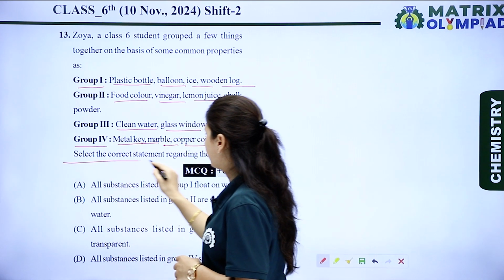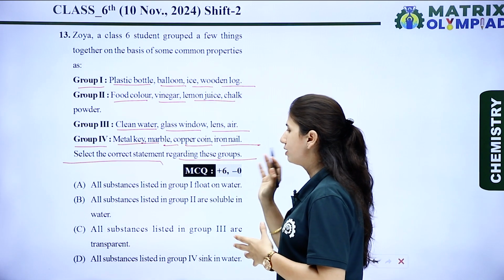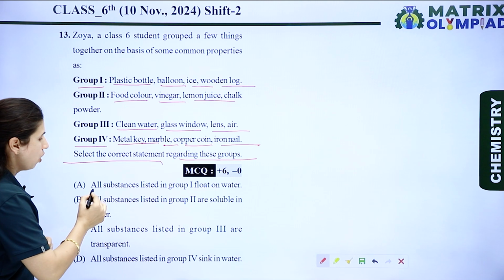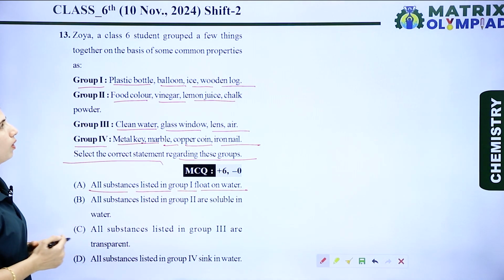Next is, select the correct statement regarding these groups. Now let's see the options. Okay, so the first option is, all substances listed in group first float on water.